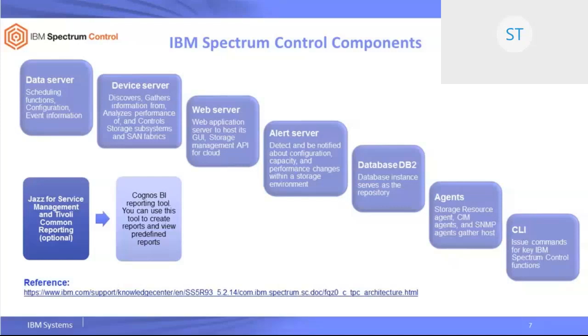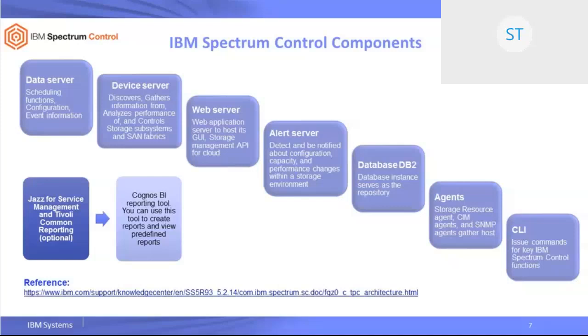It is a reporting tool which is used to create reports. You can have your predefined reports as well as customize your reports. You can get those reports in various formats, that is CSV, XML, and PDF formats. Another important and major component of Spectrum Control is DB2, which maintains the repository of Spectrum Control. So DB2 is the database used to maintain the repository.